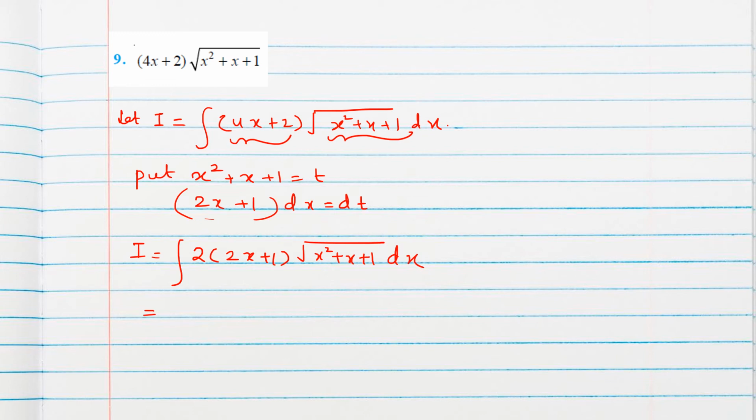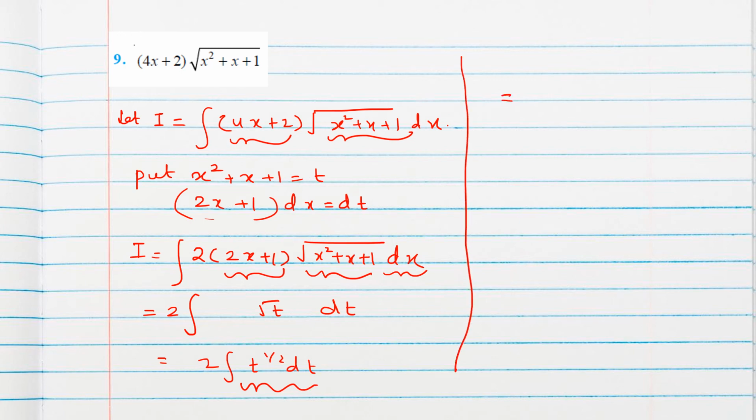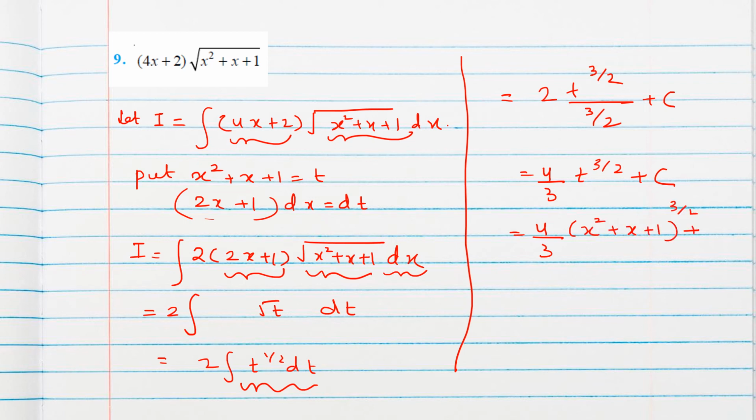Okay, 2 is outside. This bracket and dx is dt now, and this bracket is root t we can write. So 2 t power half dt. For this particular integral we can apply the power rule, which says add 1 in power, divide by the same power. So we can write 4 by 3 t power 3 by 2 plus c. So t is what now? Resubstitute the value: x square plus x plus 1 power 3 by 2 plus c.